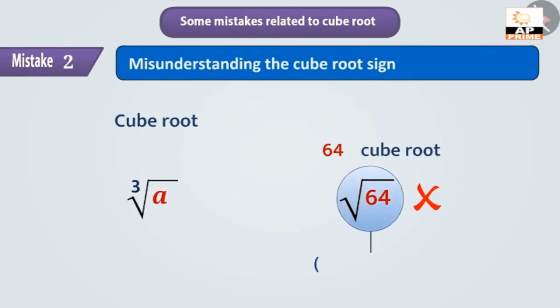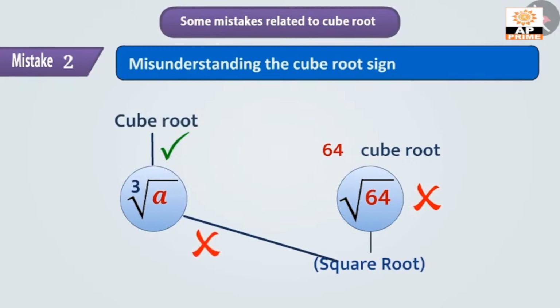This sign denotes square root. We should note that writing 3 is also essential in the cube root sign of any number. From that we know that the given operation is to find the cube root, not the square root.